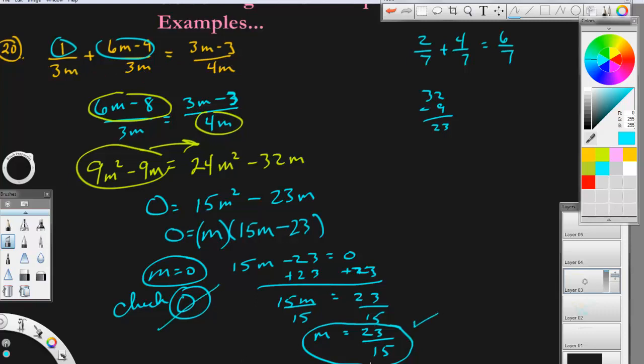Okay, that's it. That's solving rational equations, and a bunch of examples. See ya.